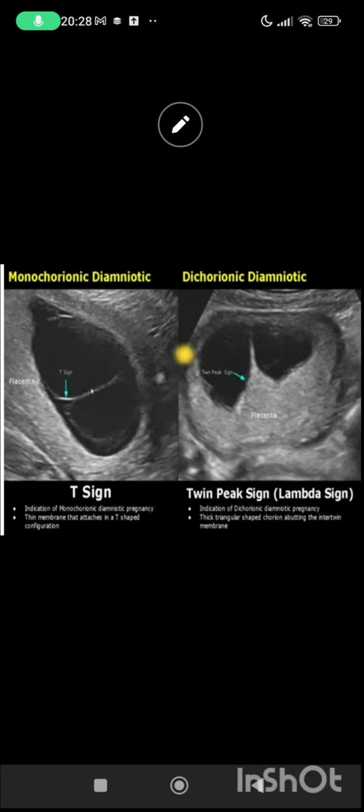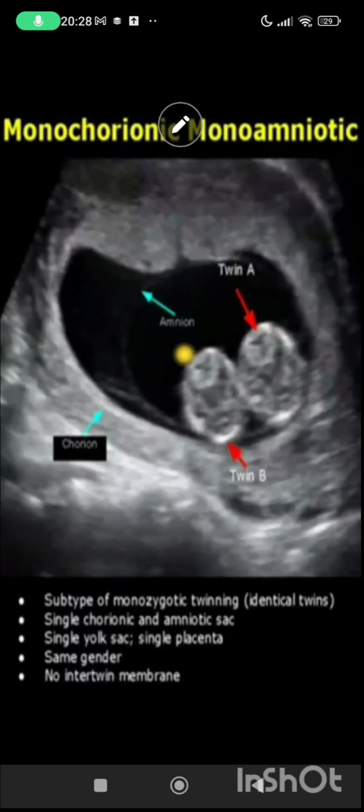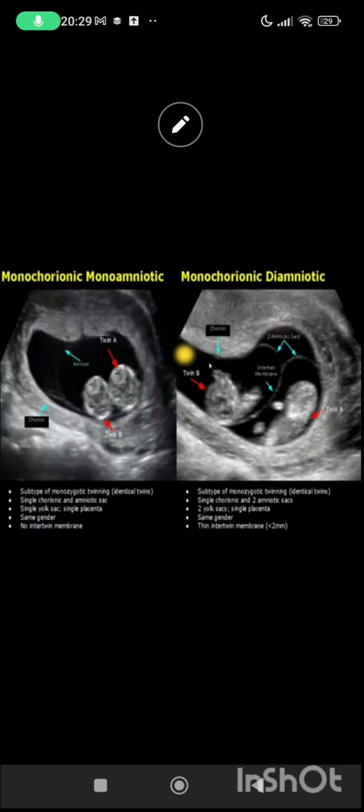Monochorionic, monoamniotic. Monochorionic diamniotic. There is no dividing membrane in monochorionic monoamniotic, because there is only one main amniotic sac. So there is no division. And the more risky pregnancy is monochorionic, monoamniotic.